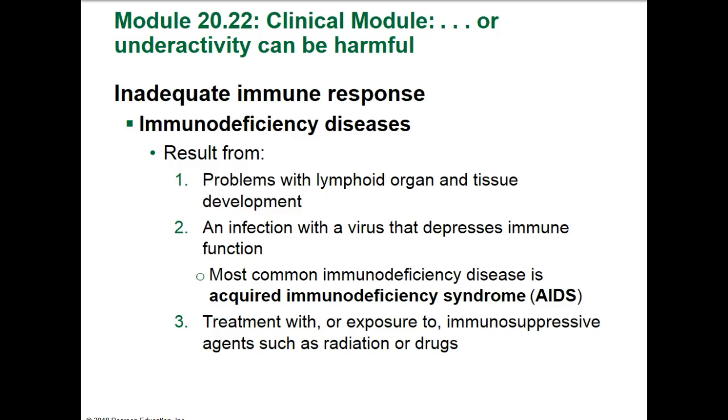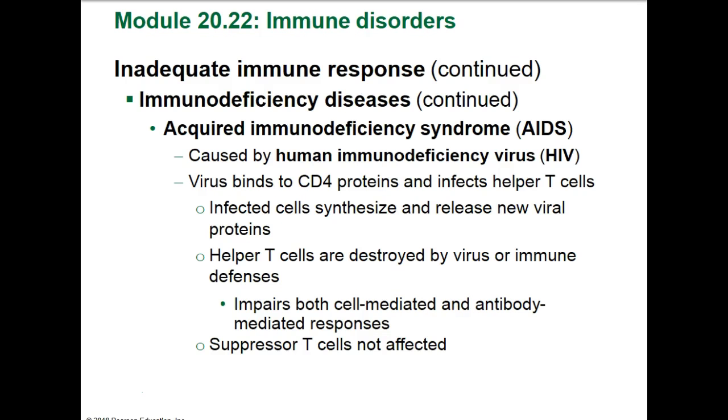There are also inadequate immune responses in certain immunodeficiency diseases that result from problems with lymphoid organ and tissue development. Infection with a virus can depress your immune function, like acquired immunodeficiency syndrome, or AIDS. Also, treatment with or exposure to immunosuppressive agents, radiation, or drugs. AIDS is caused by human immunodeficiency virus, HIV, as you probably know.